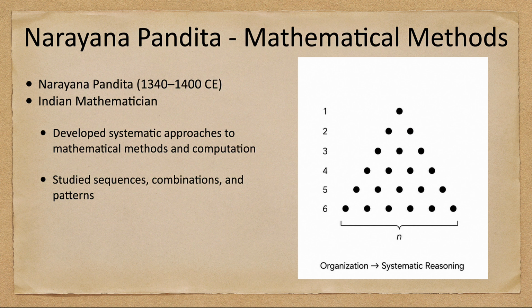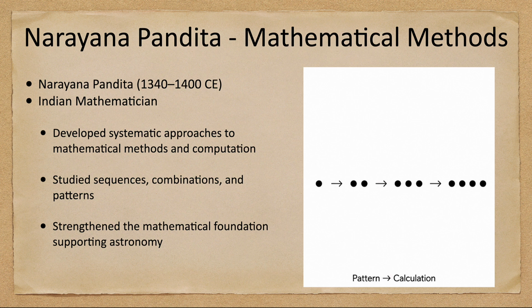One of the important features of Narayana Pandita's work was the study of mathematical patterns and systematic procedures. These methods helped transform astronomy into a discipline that relied carefully on structured computation.